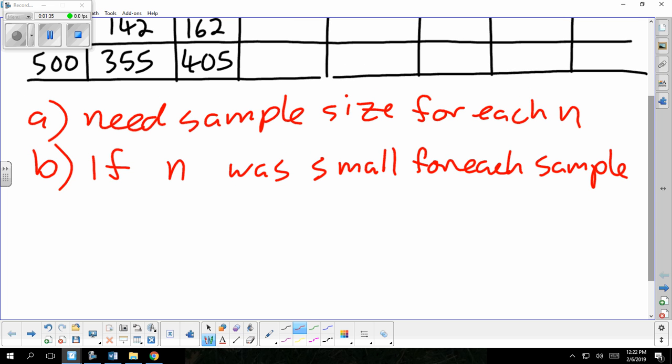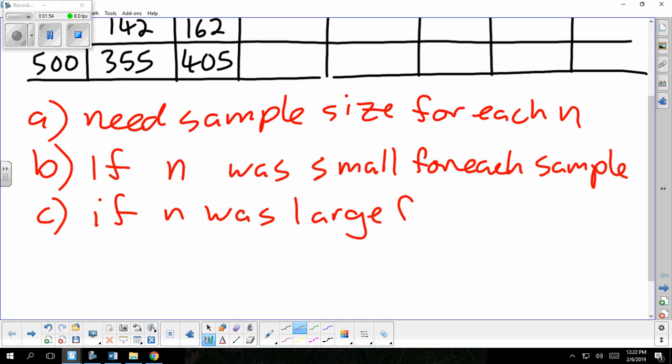C is just the converse of that. Describe a circumstance in which these sample proportions would strongly convince you that the two genders differ with regard to satisfaction of their appearance if n was large for each sample.